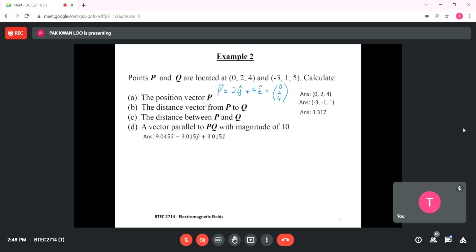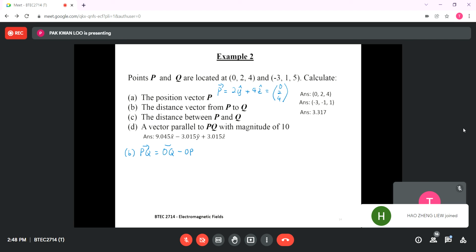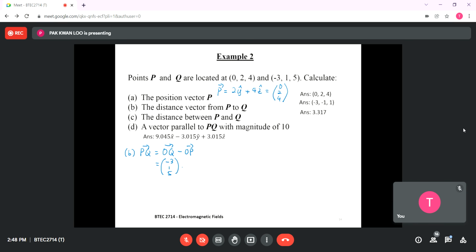The distance vector for p and q: simply find the vector PQ. So for b, this is OQ minus OP. So negative 3, 1, 5 minus 0, 2, 4. So it's negative 3, negative 1, 1.